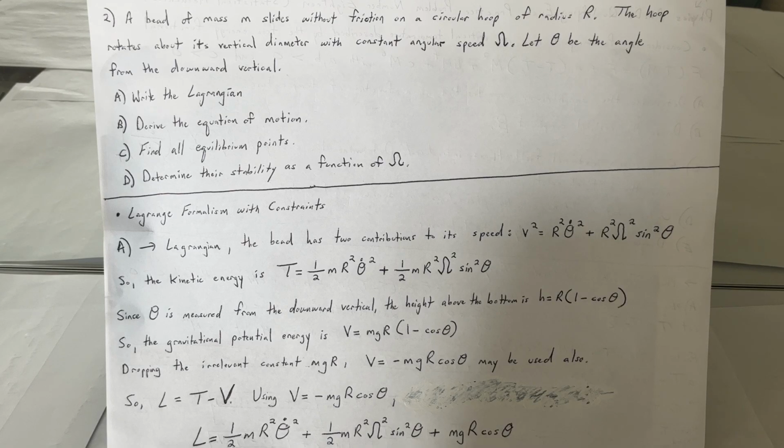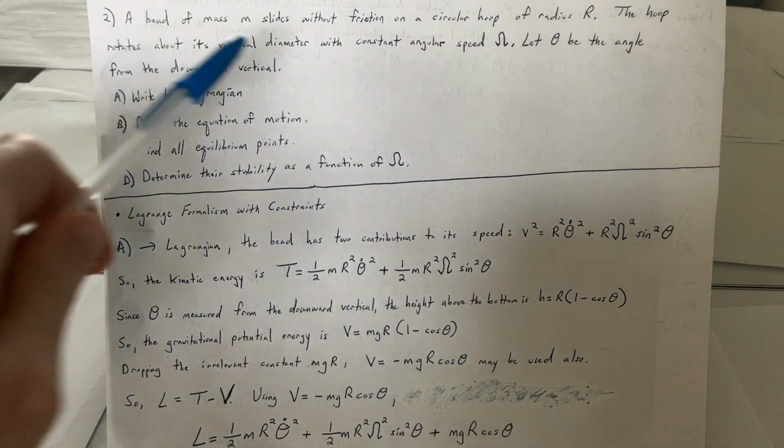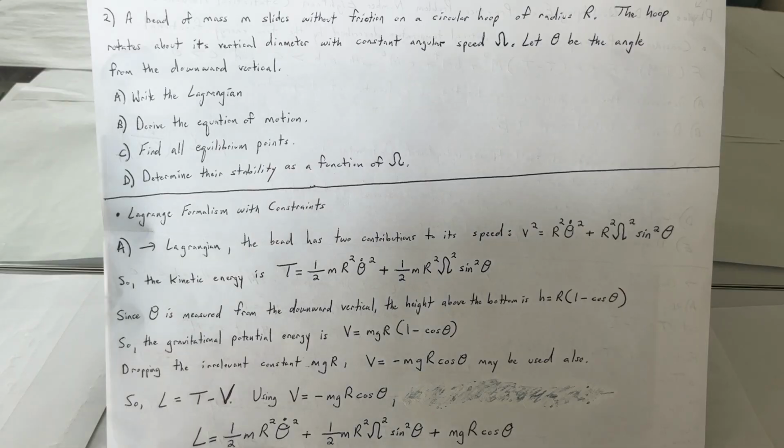Problem number 2 in particle and continuum mechanics practice final exam. So we have a bead of mass m that slides without friction on a circular hoop of radius r. The hoop rotates about its vertical diameter with constant angular speed, capital omega. Let theta be the angle from the downward vertical.